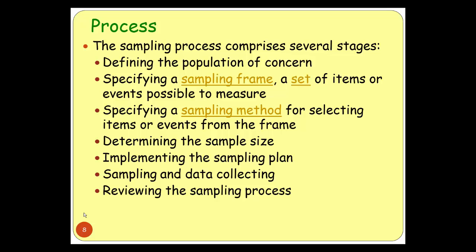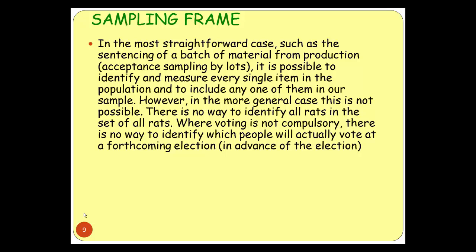Again, when you sample, you need to consider several things. First, defining the overall population of concern, which was addressed in the other PowerPoint that we did this week. Second, specifying a sample frame or a set of items or events possible to measure. Third, specifying a sampling method. Fourth, determining the sample size. Fifth, implementing the sampling plan. Sixth, sampling and data collecting. And finally, seventh, reviewing the sampling process.